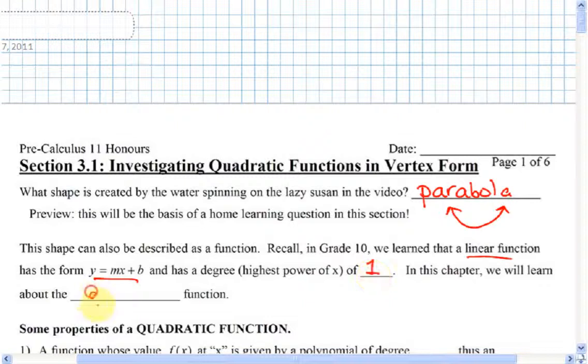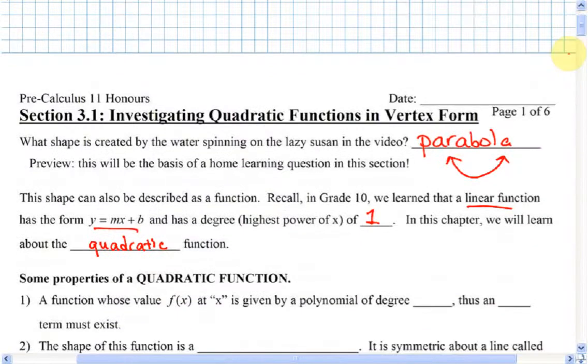Now in this chapter, because you're in grade 11 and more sophisticated, we will learn about what we call the quadratic function. The quadratic function has a highest power that is bigger than 1. Quadratic, Q-U-A-D-R-A-T-I-C.